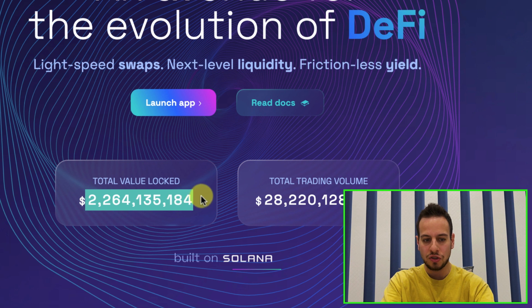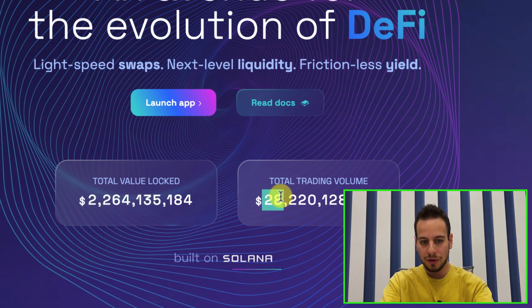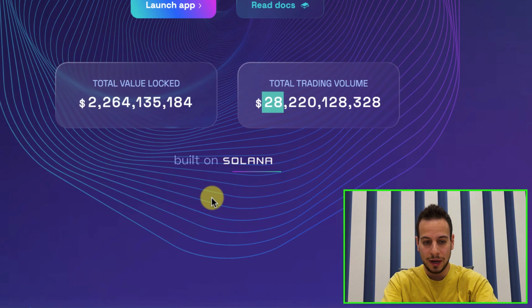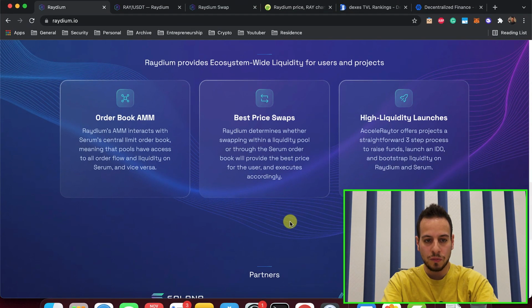You have $2.2 billion locked in the smart contracts, and you have $28 billion total in trading volume. You can see right here that it's built on Solana. And yeah, this is super, super cool.